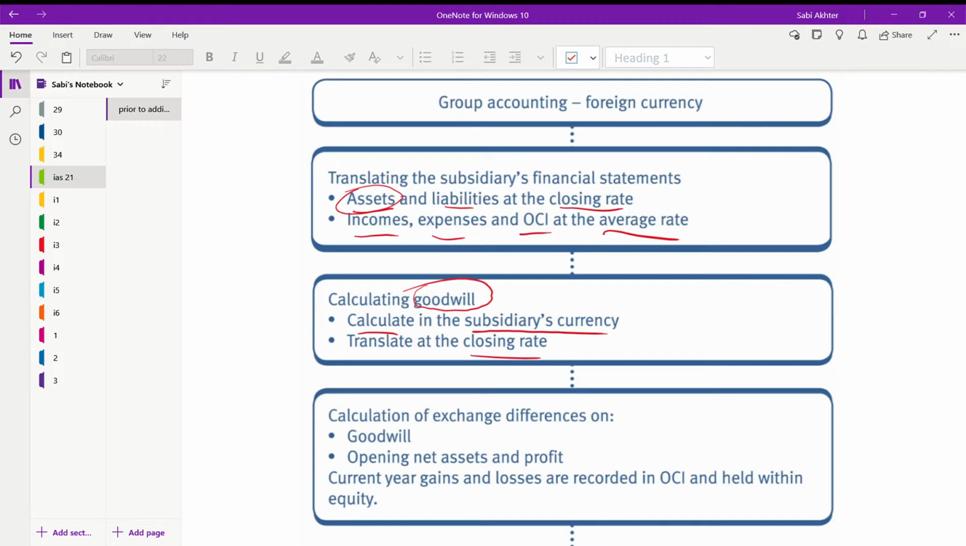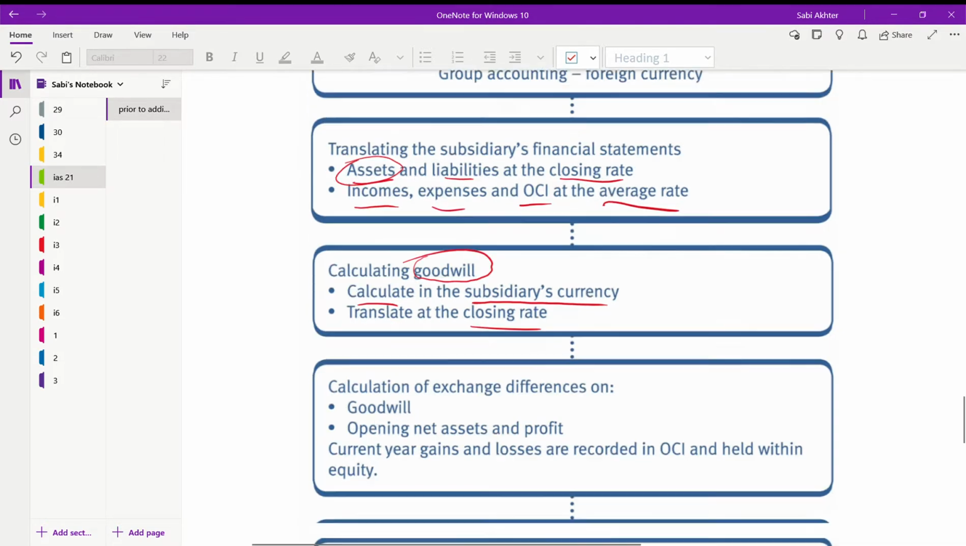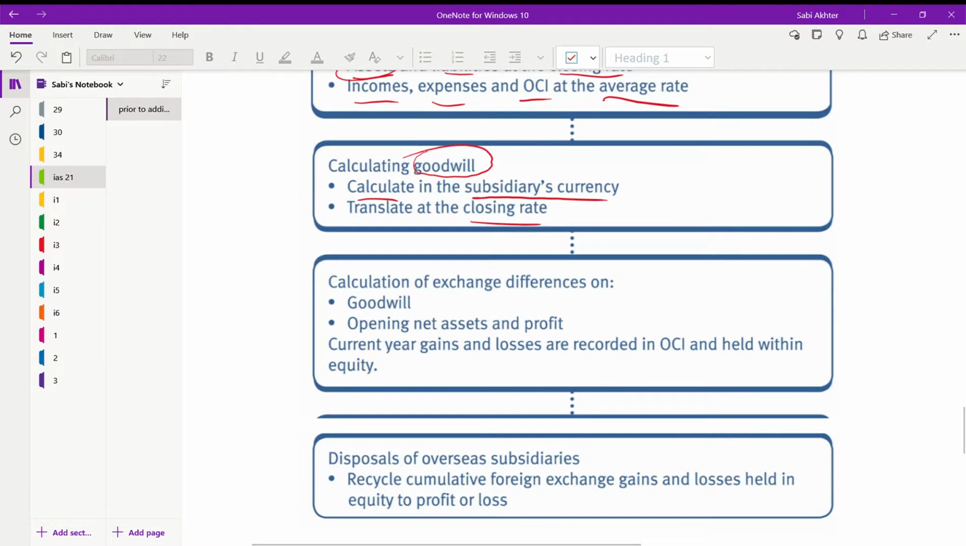Now, what about the exchange differences? You'll have some gains and losses because of the translation. And these gains and losses due to exchange translation can come from 3 places. One is goodwill, second is net assets, third is profit. Goodwill, why? Because every year you have to revalue your goodwill. That means every year you have to translate goodwill, so every year your closing rate differs. That means there will be some gains and losses.